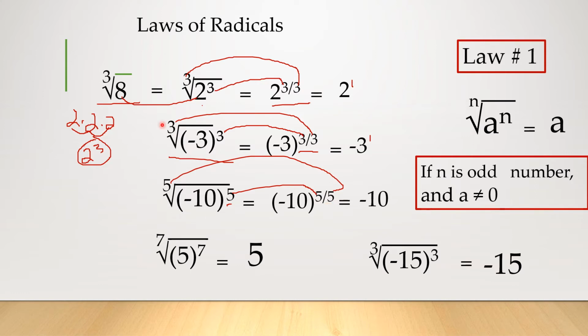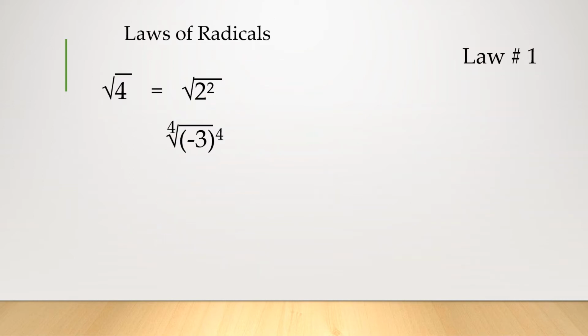Now, what happens if this is not an odd number? Let's say it is an even number. Let's say 2, 4, 6, or 8 as the index and the exponent. So let's see. Here, I have the square root of 4. The index here is 2, right? And it means what number raised to 2 gives the answer 4? Or what number multiplied 2 times gives 4? So the number is 2. Or simply, we are going to rewrite this in exponential form. That is 2 squared.